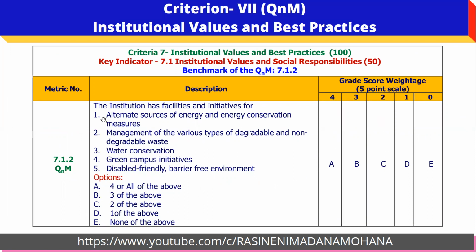Then if you have any one of the 5 options, your option is D. For D, the grade point is 1. If you do not have any of these 5 facilities, then your option is E, none of the above. For E, the grade point is 0. This is the benchmark of 7.1.2.